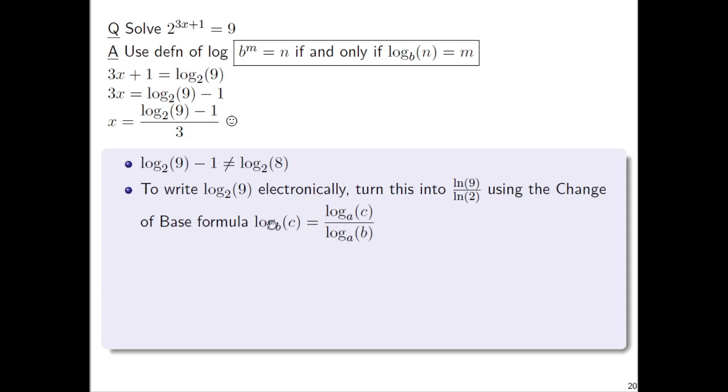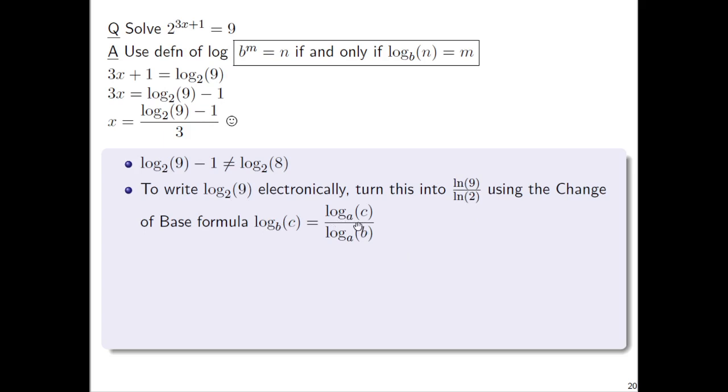You'll notice that the left side of this formula doesn't even mention a, but the right side mentions a twice. And I know this sounds weird, but you just pick for a whatever number you want. So if we picked a both here and there to be e, then it's log base e of 9 over log base e of 2, which could be rewritten as just ln of 9 over ln of 2. Okay, so log base 2 of 9, the 2 is like the b, the 9 is the c, turns into ln of 9 over ln of 2 using this change of base formula.